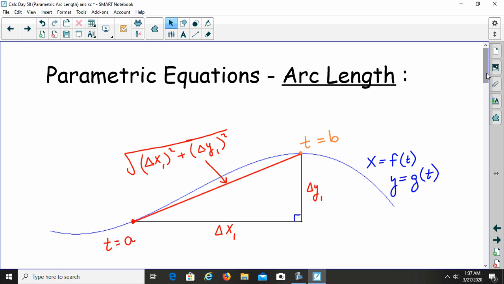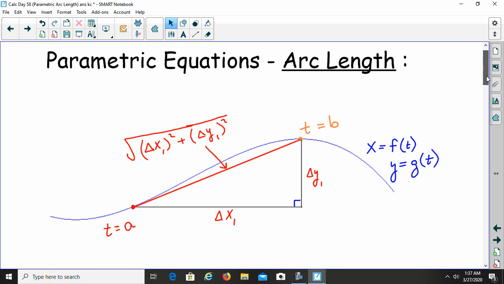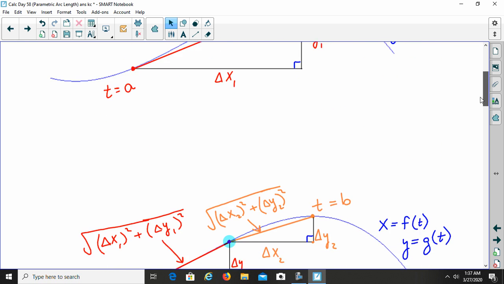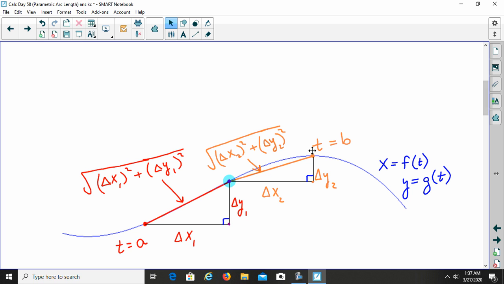To improve our approximation and reduce our error, we could find a new point in between t equals a and t equals b, which I've highlighted here in blue. We'll locate it in such a way that when we form the right triangles, the base of the first right triangle, delta x sub 1, and the base of the second right triangle, delta x sub 2, are of equal length. Now you'll notice the delta y's are not of equal length, and that's okay.